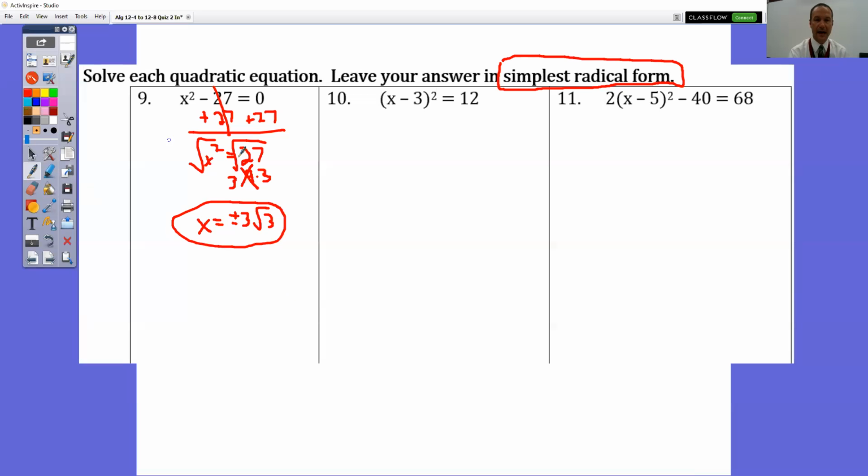In question number 10, remember that the opposite of squaring a number is to take the square root of a number. So the very first thing that you want to do is take the square root of both sides. Go ahead and try question number 10, please.